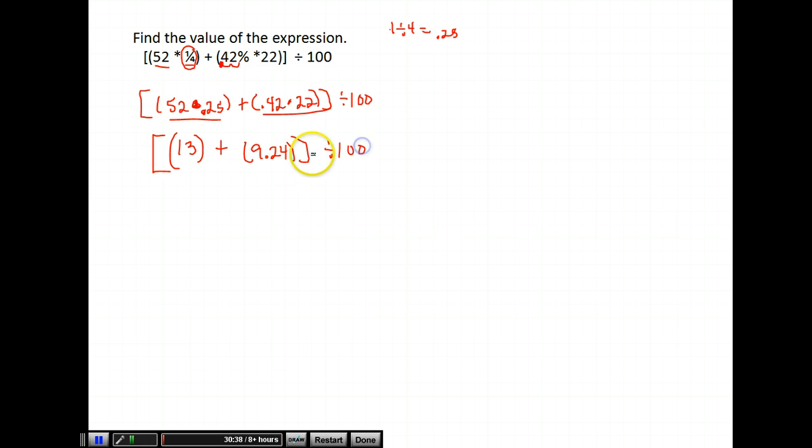We still are supposed to do brackets and parentheses first. So inside these brackets, we have 13 plus 9.24, which gives me 22.24. And then we are asked to divide by 100. When we do, we get 0.2224.